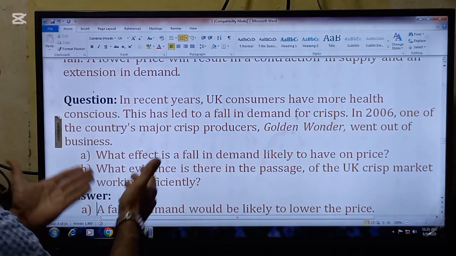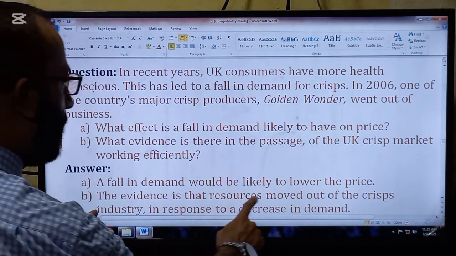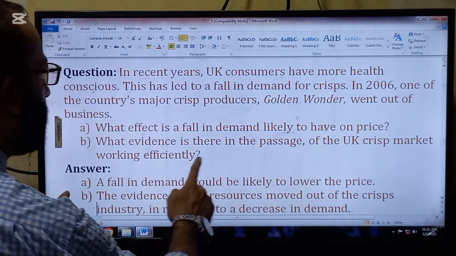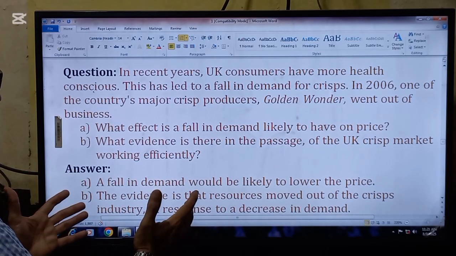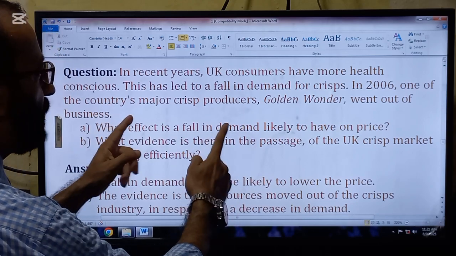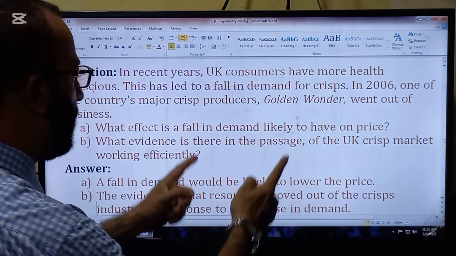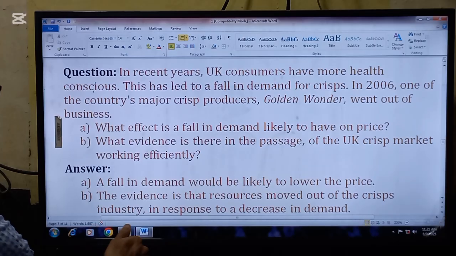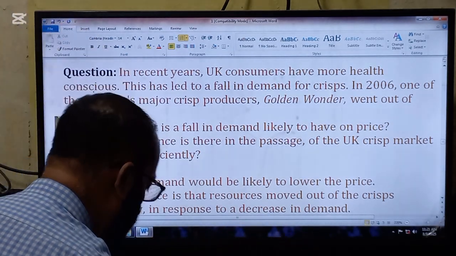So definitely the effect is that people are more health conscious now. So a fall in the demand would be likely to lower the price. Part B is, what evidence is there in the passage of the UK crisp market working efficiently? So definitely the market is working efficiently, because there is reduced demand for crisps. So the businessman will pull out the resources from the crisp industry. So this is the evidence that the crisp industry is working well. The evidence is that resources moved out of the crisp industry in response to a decrease in the demand.